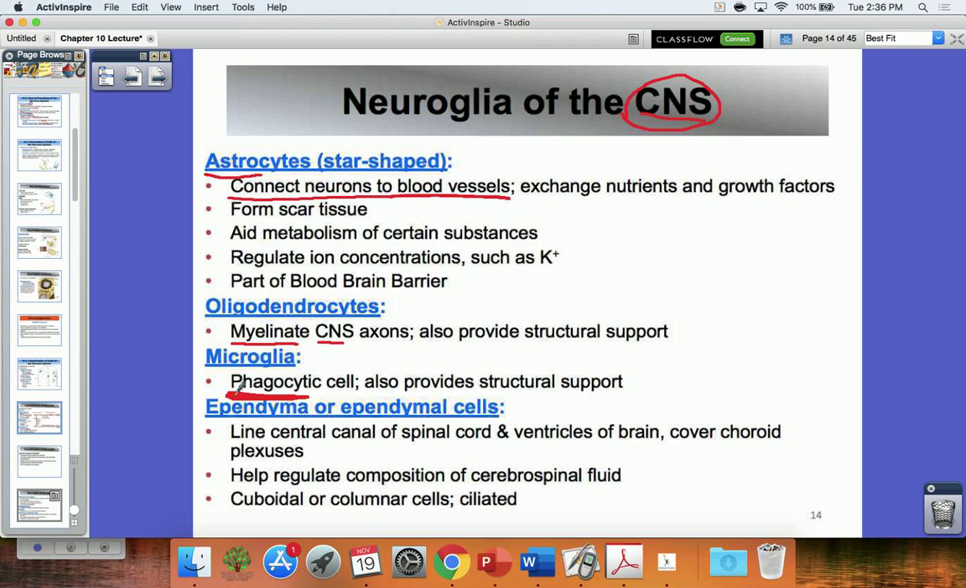And then we have epidermal cells. Epidermal cells are going to be responsible for producing this barrier around the CNS, the brain, and the spinal cord. It helps to also regulate cerebral spinal fluid, which we'll talk about a little bit later. And kind of cover the brain and spinal cord. Just an extra barrier.